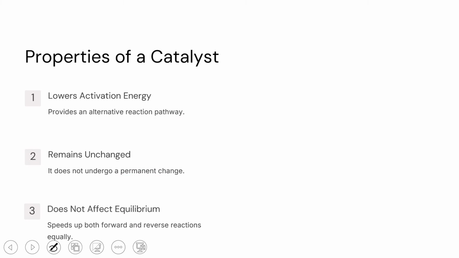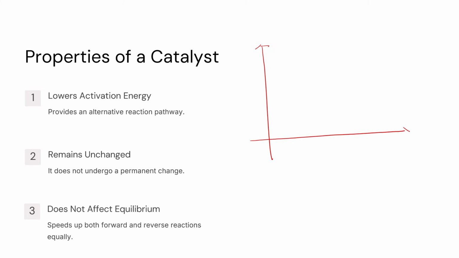The next important property of the catalyst is that it does not affect the equilibrium of the reaction. Now, what does this mean? This means that it speeds up both the forward as well as the reverse direction equally. Let us understand this using a pictorial representation.